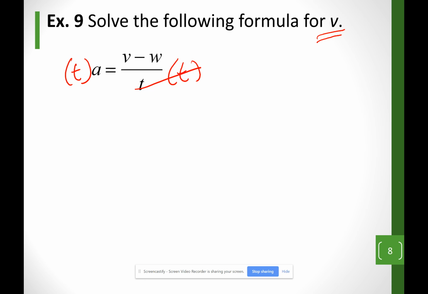So, I have ta, or actually, let me write at. It just doesn't matter the order. So, at equals v minus w. So, I got rid of fractions.